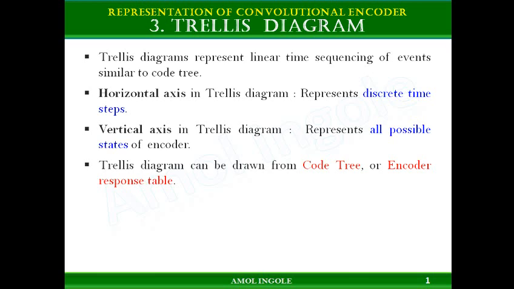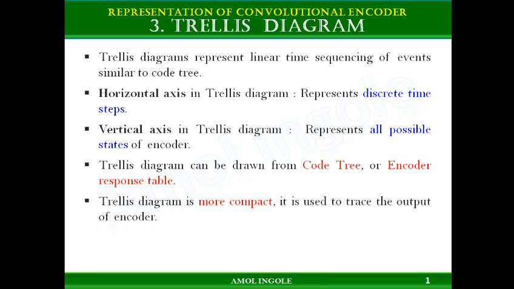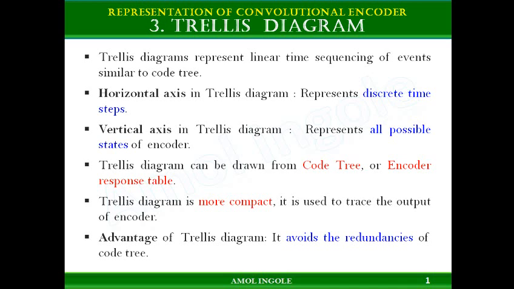A trellis diagram can be drawn from the code tree, or you can also use the encoder's response table. Trellis diagram is more compact. It is used to trace the output of the encoder. Advantage of the trellis diagram: it avoids the redundancies of the code tree. So we'll see this when we complete this video, how it avoids the redundancies which we could not avoid in the code tree.